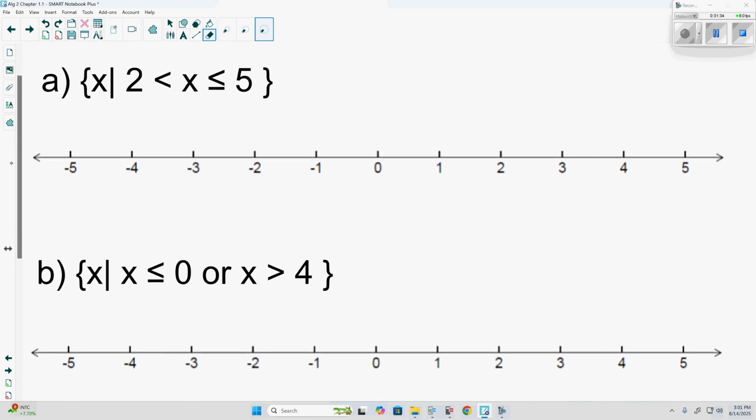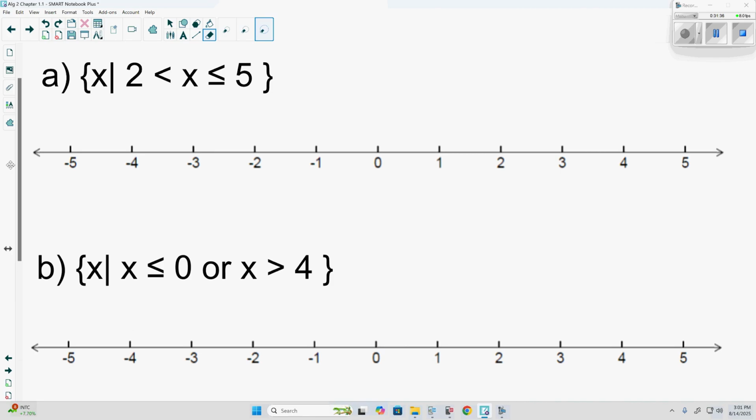Sketch the graph of each set of numbers. So A, the set of all real numbers x such that 2 is less than x is less than or equal to 5.